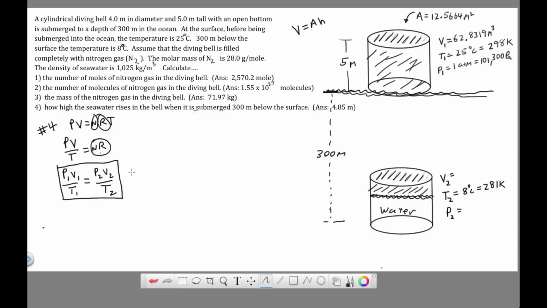All right, before we go any further, we need to figure out P2. Now this goes back to our study of fluids. To find the pressure at a given depth under the surface of a fluid, the equation is you take the pressure of the atmosphere, which is the starting pressure before going underneath the surface of the fluid, and you add ρgh. So this was discussed back when we did fluids. So this is how we're going to find what P2 is.